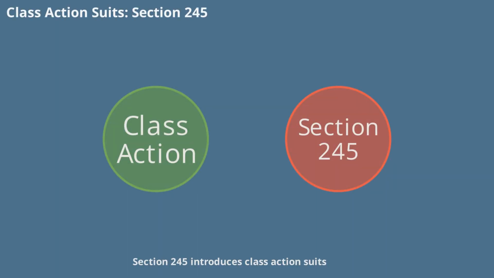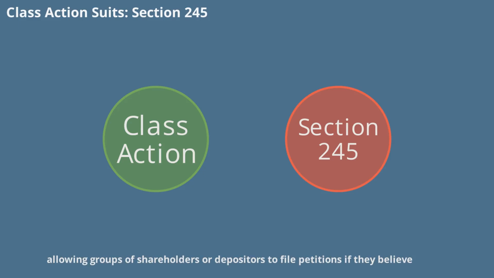Section 245 introduces class action suits, allowing groups of shareholders or depositors to file petitions if they believe the company's affairs are being managed in a way that harms their interests. This powerful tool lets groups seek remedies like restraining ultra-vires acts, claiming damages, or voiding misleading resolutions. It's a major step in empowering stakeholders to hold companies accountable.